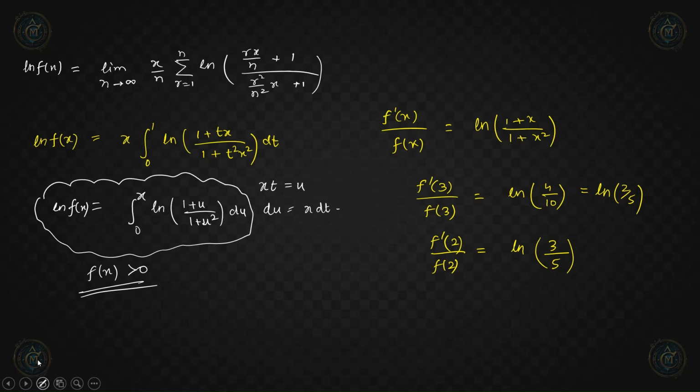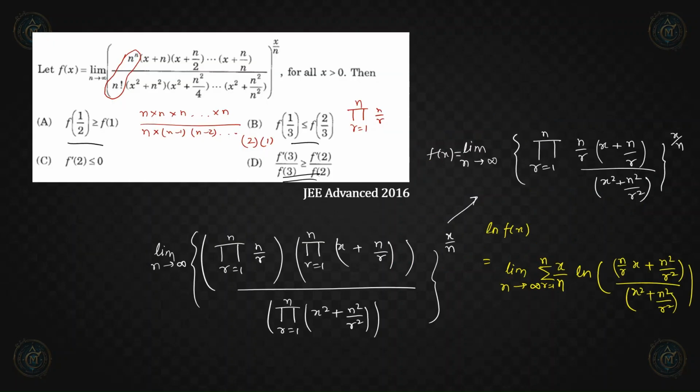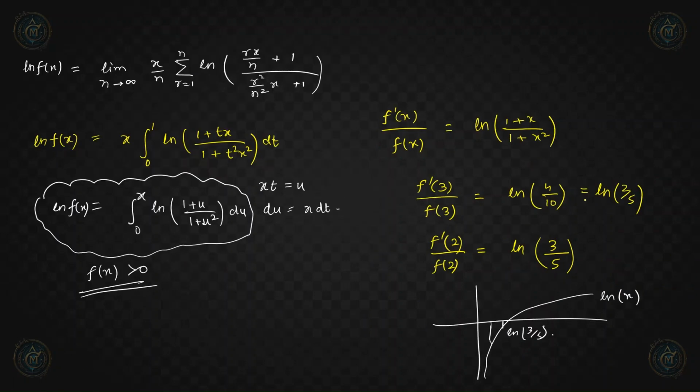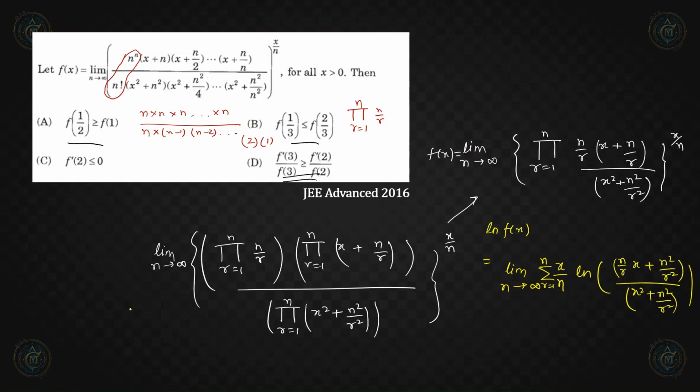Because log x is an increasing function. If we check by the graph here, this is the graph of log x. So x equal to 2 by 5 is here, x equal to 3 by 5 is here. That means if we compare these log values, log of 3 by 5 is greater. This option says that f dash 3 divided by f3 is larger, that means this is larger, and that is false. So this option is false.